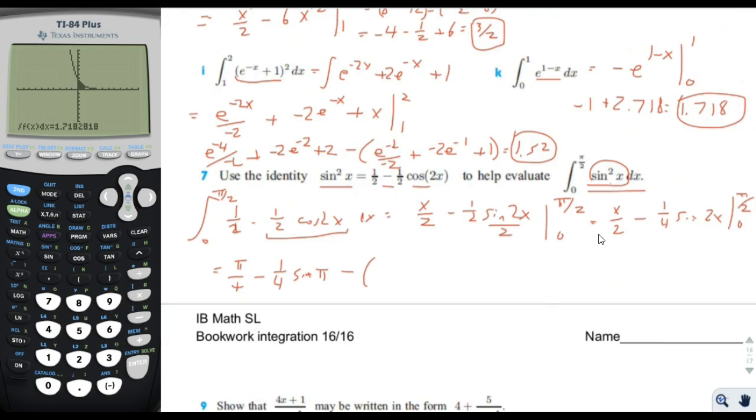And then we'll do negative 1/4 sine of 0. Sine of 0 is 0, so the whole thing is just 0. So actually, when you plug in 0, you don't get anything. So, all right, we have pi over 4 minus 1/4 sine of pi. Sine of pi is 0 also. So actually, the answer is just pi over 4. Okay, and that's it for this page.